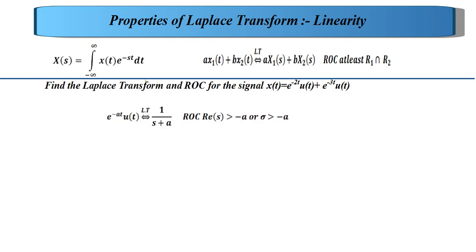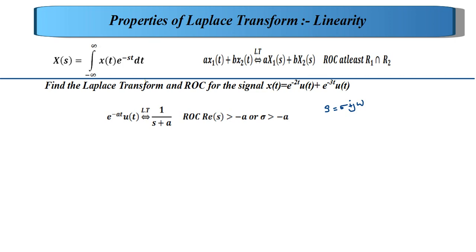So I can take the standard form, the standard equation which we discussed in lecture 2: e raised to minus at into u(t). If there is a signal in this form, the Laplace transform will be 1 by s plus a. That is a causal signal, the signal exists only on the positive side. Then the ROC will be real part of s greater than minus a, or simply sigma greater than minus a, because s is defined as s equal to sigma plus j omega, so real part of s is equal to sigma.